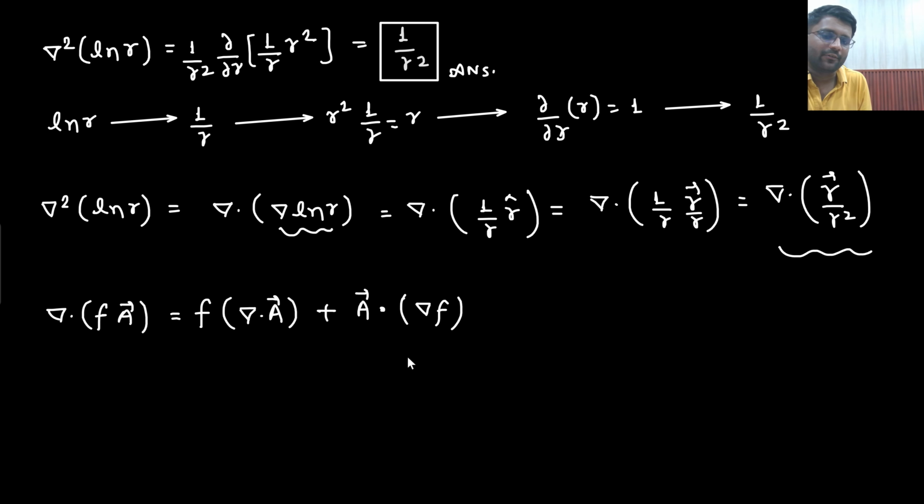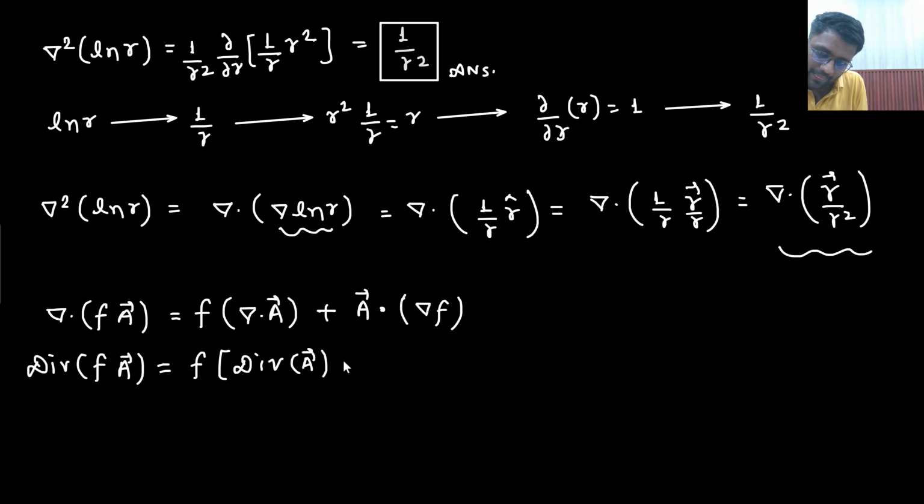Gradient of f. Are you able to understand this point? Basically what they are saying is that the divergence of f multiplied with vector a would be given as f outside, divergence of a, plus vector a dot gradient of f. This is what it could be given.